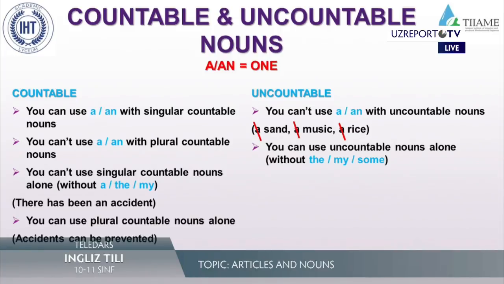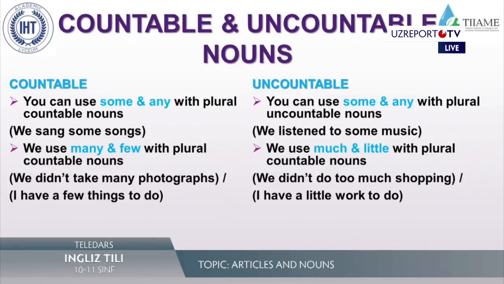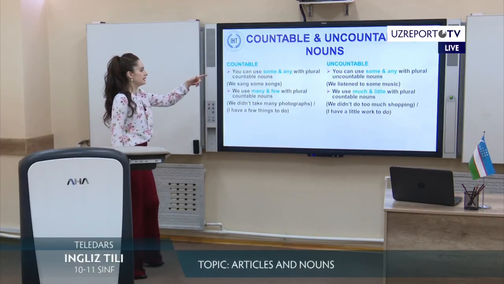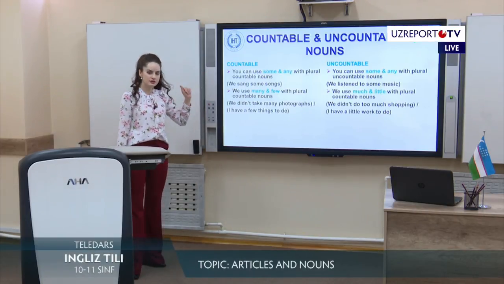It is similar with countable and uncountable, as you can see. Well, let's continue. Again, two columns and another rule. Look at the first point in the countable column and the uncountable column. You may see that the words some and any I fixed in both of them.